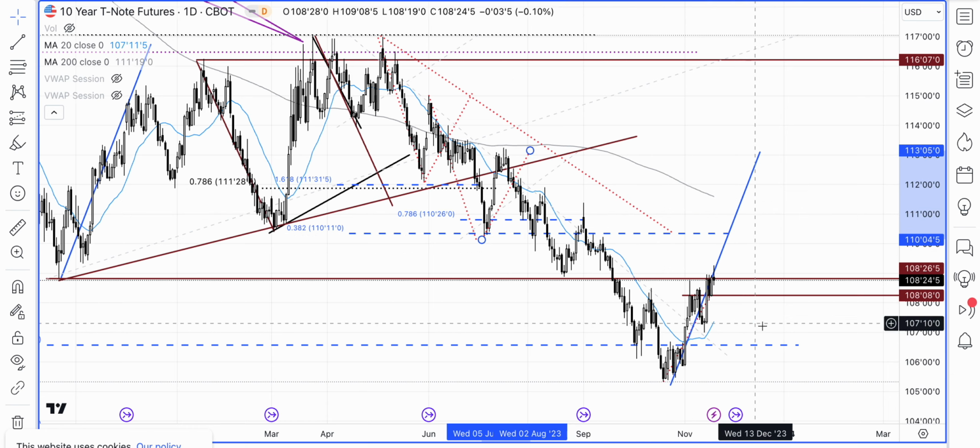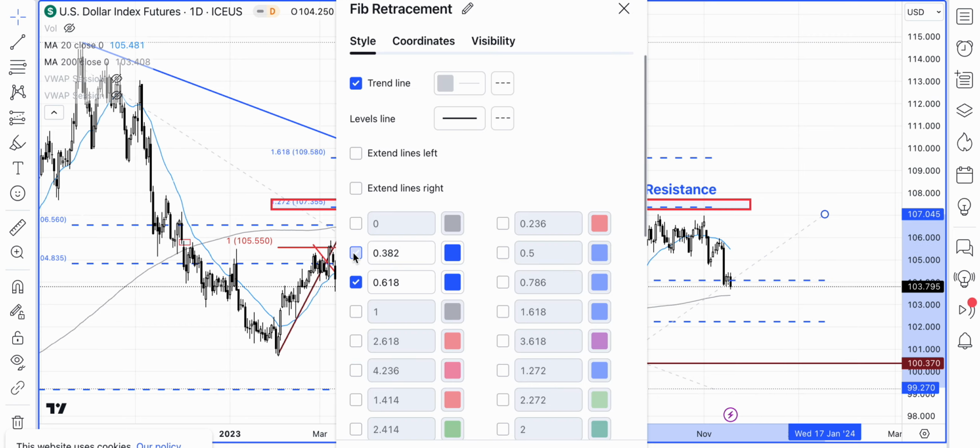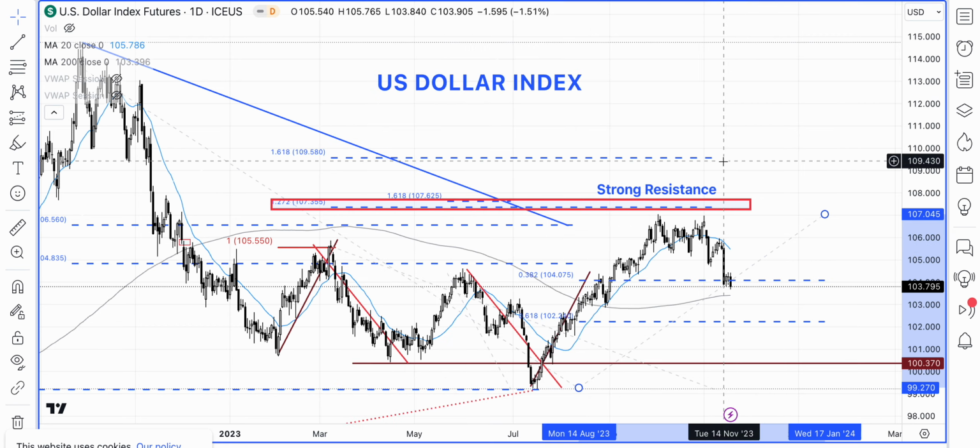It's approaching its 200-day moving average, where we could potentially see some support come in. So it's possible that as the bond futures approach these levels where we're expecting some resistance, some support could come in for the dollar as well, which will also impact the stock indices as well.